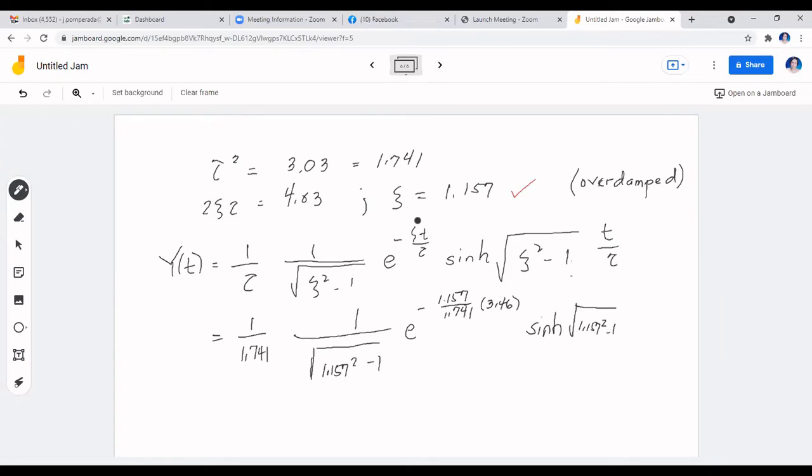This is its argument to be multiplied to t, which is 3.46 divided by tau, which is 1.741. So you will have your corresponding response here for this impulse forcing function. Our response here should be multiplied by 5, since the response equation that is provided in the book is just for the unit impulse forcing function. Okay. Can you please solve and we'll check whether our values will be the same.